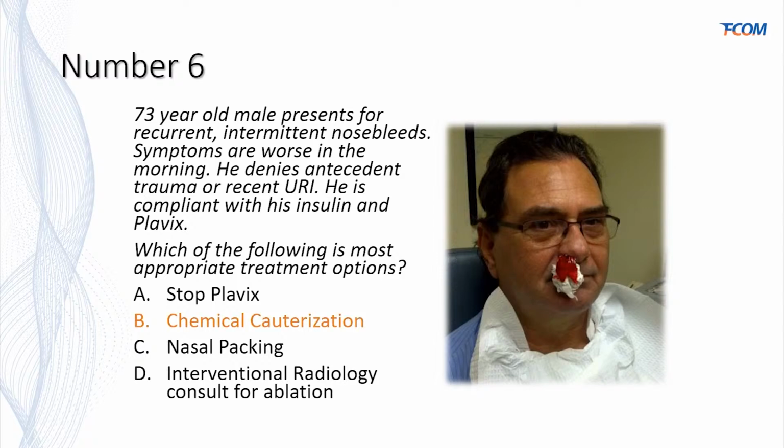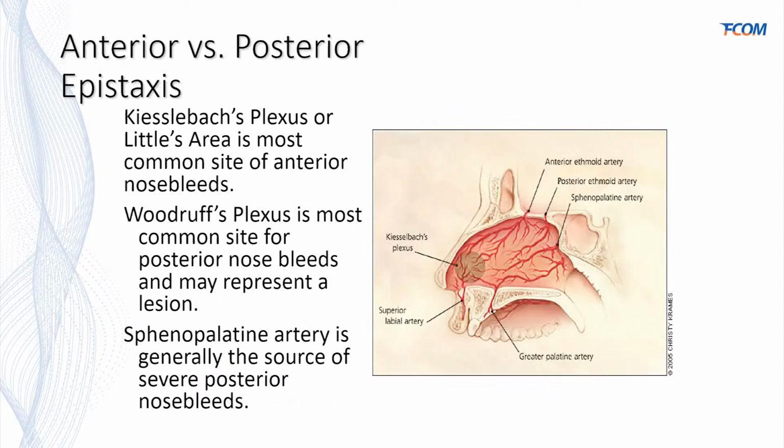Obviously, we're not going to get him to stop the Plavix. He's taking it for a more serious condition. We're going to start with the least invasive, highest diagnostic yield, which is usually chemical cauterization. So let's talk about how to get bleeding to stop. Why? Because most bleeds occur in the anterior aspect of the nose through Kiesselbach's plexus, also known as Little's area.